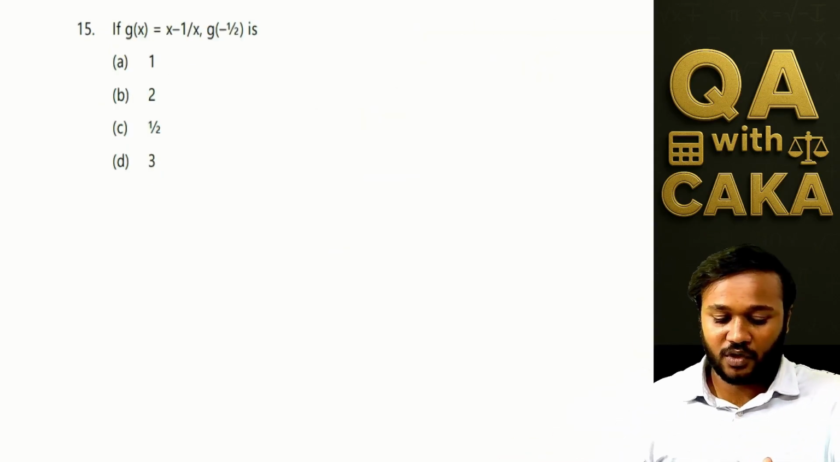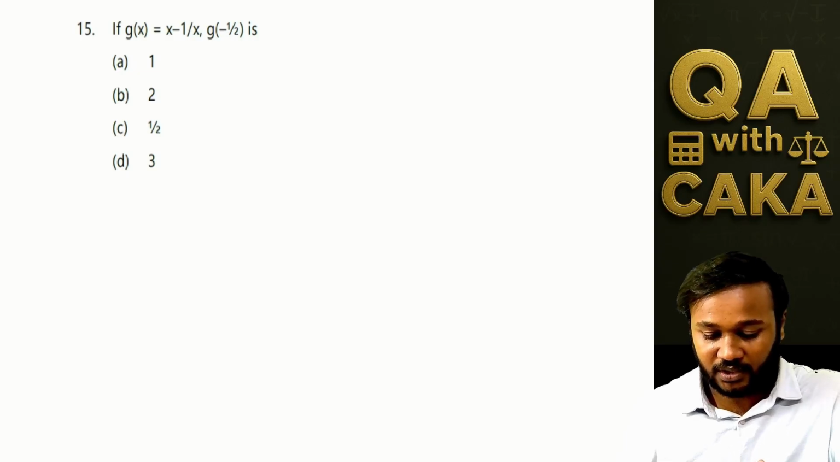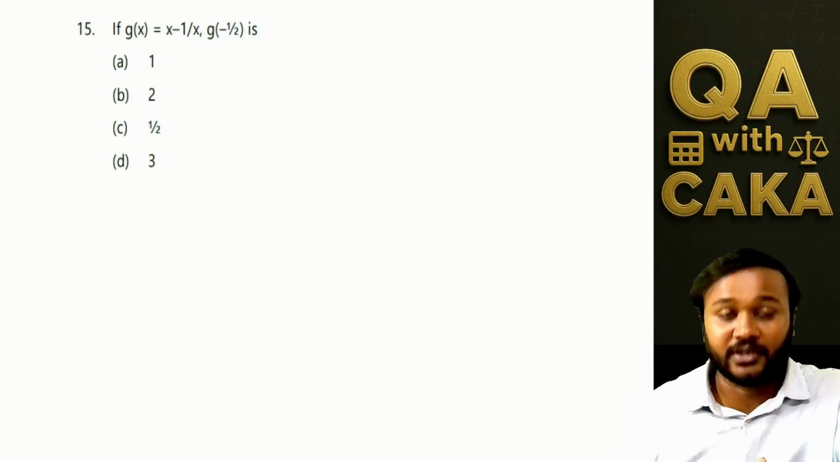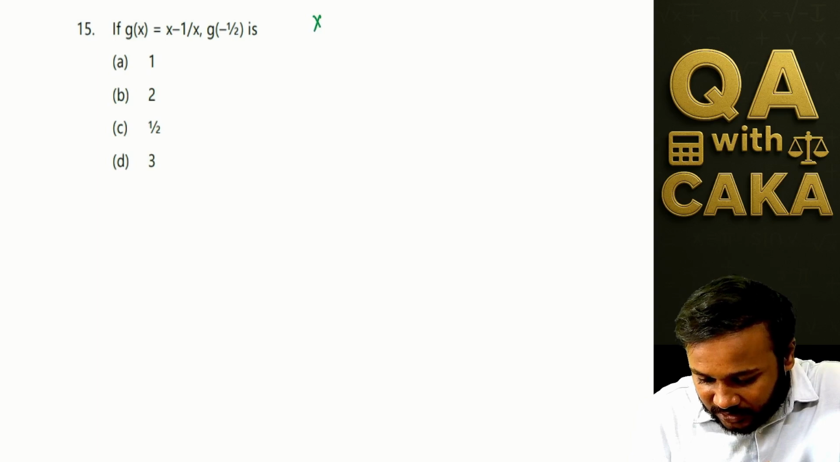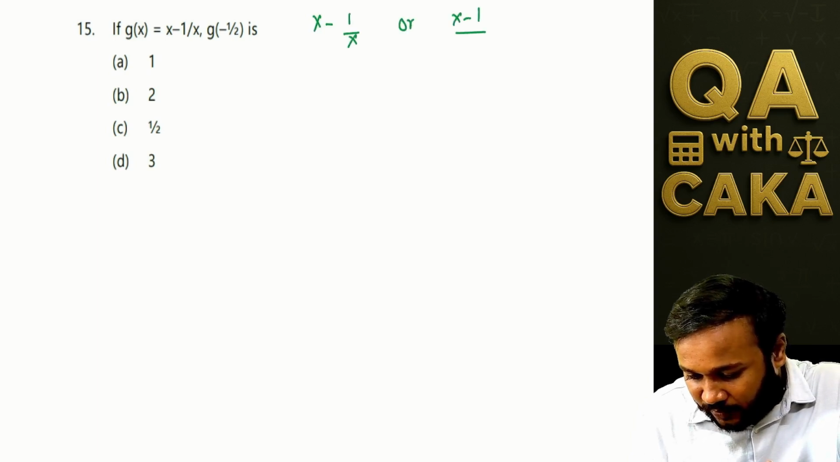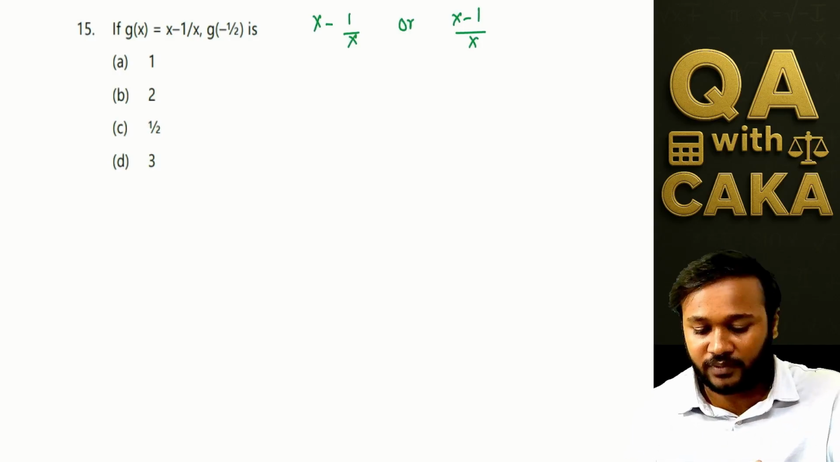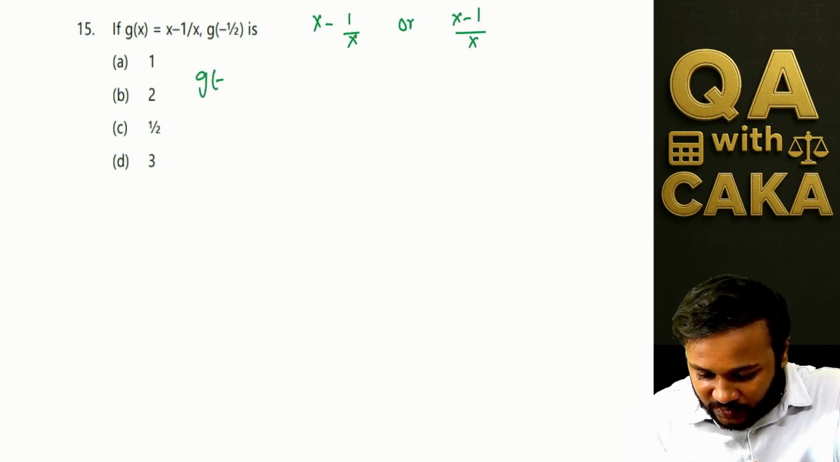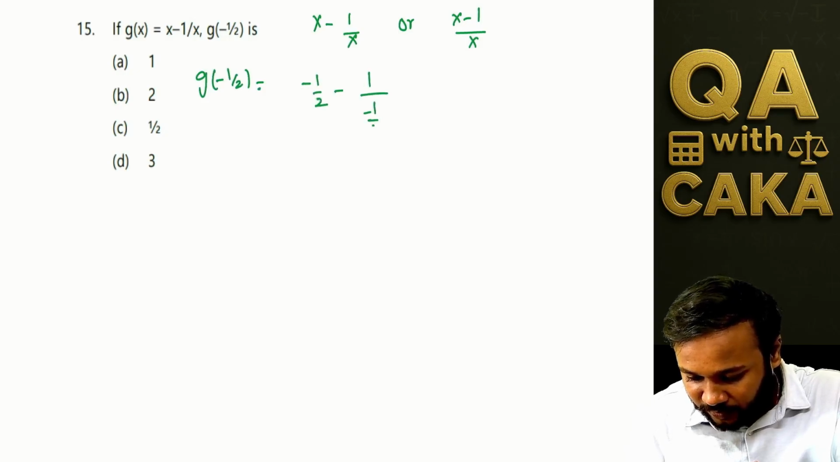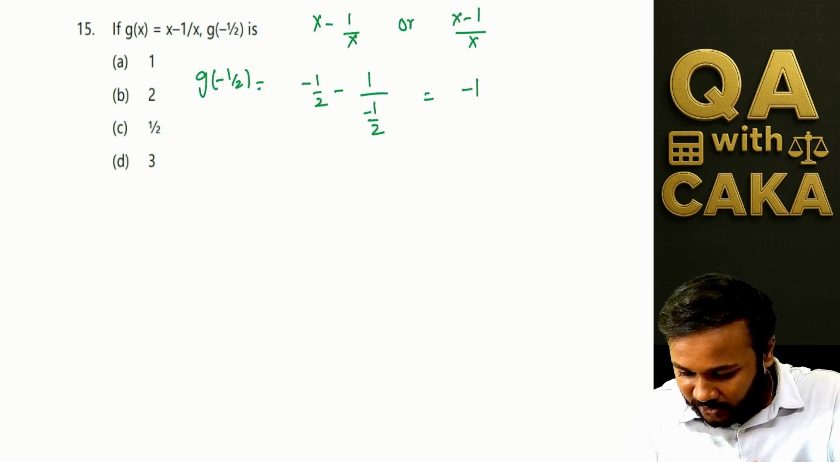The question is, if g of x is equal to x minus 1 by x. This question can be interpreted in two ways. It can be written as (x minus 1) by x or x minus (1 by x). Now let's solve both ways and see. Now g of minus 1 by 2. Minus 1 by 2 minus 1 by minus 1 by 2. If you solve this further, minus 1 by 2, this will be plus and this will be 2.